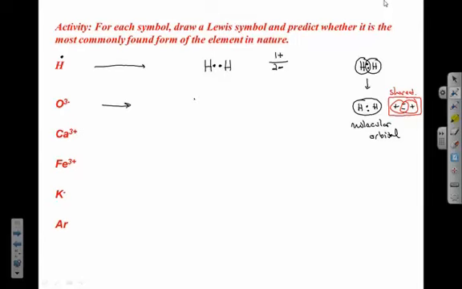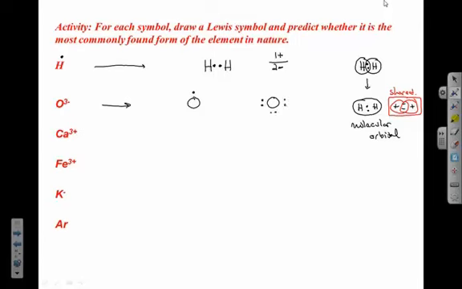Well, I would have an oxygen. How many dots should I put around it? O3 minus? 1 dot. Normally, oxygen would have 6 dots, right? Because it's in group 6A.